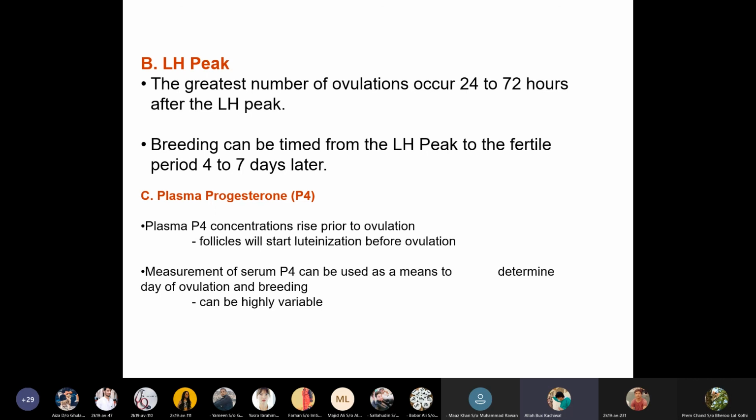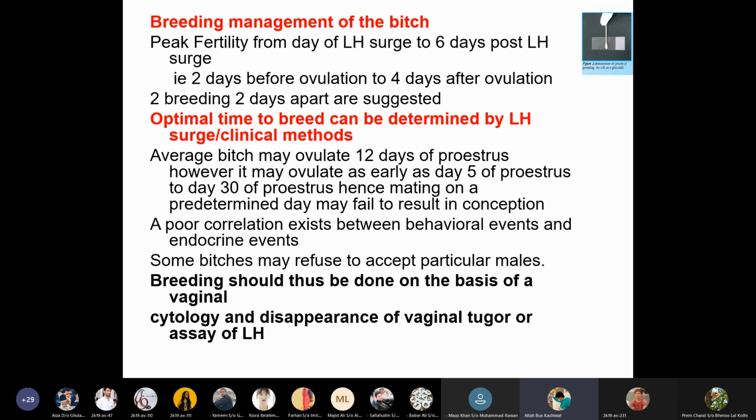Plasma progesterone concentration rises prior to ovulation. Follicles will start luteinizing before the ovulation. Measurement of serum progesterone can be used as a means to determine the day of ovulation, though breeding time can be highly variable. In breeding management of bitches, peak fertility is from the day of the luteinizing hormone surge to 6 days post luteinizing surge.